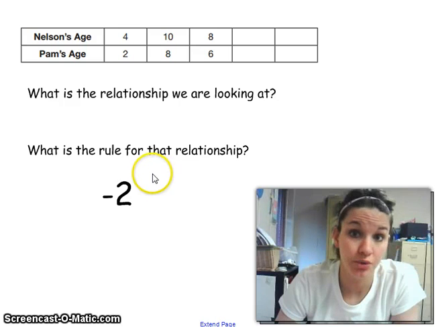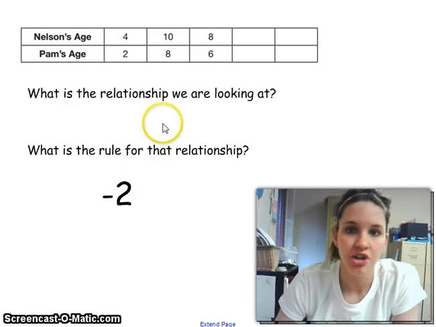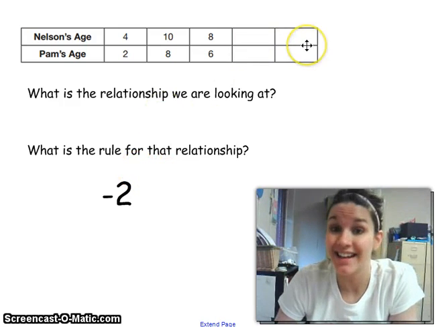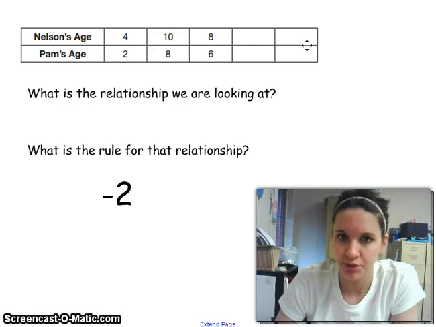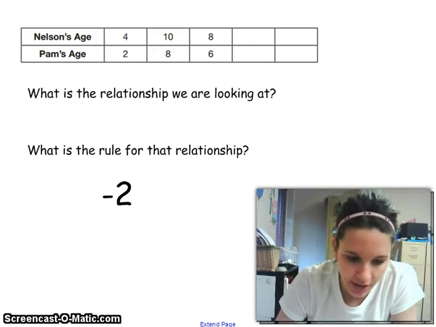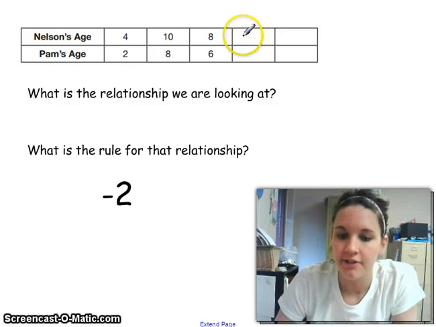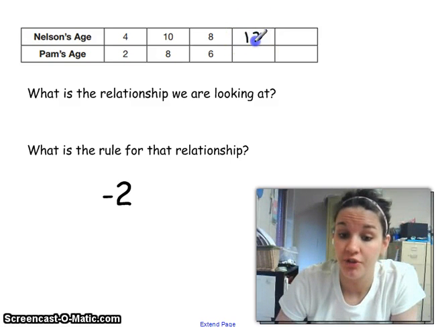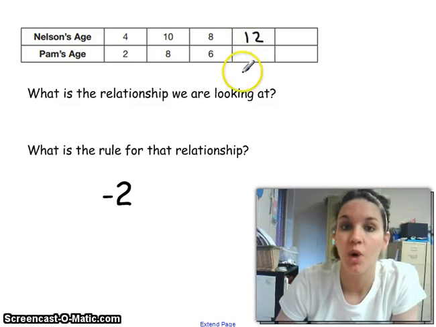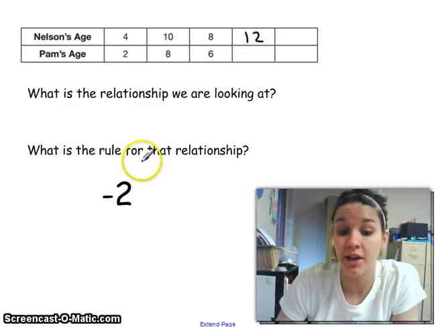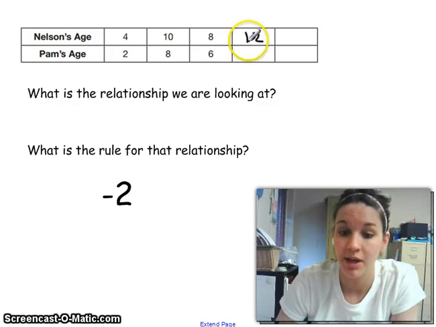So because I know the rule is minus 2, I can go ahead and extend this table. And when we extend a table, it just means that we're adding more numbers. So I could say if Nelson was 12, what would Pam be? Well, I know that my rule is minus 2 because I had that consistent mathematical relationship, and 12 minus 2 is 10.